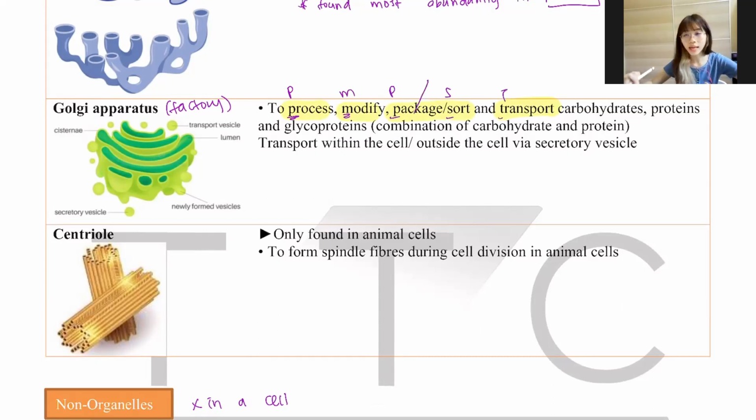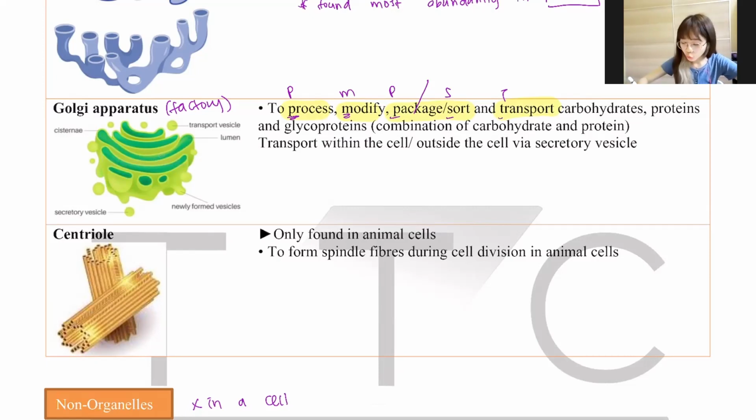Okay, this one you can choose one lah. You want to write package or sort also can, but usually I'll write all lah. So it has the same function as your bread factory or whatever factory. Process, modify, package, sort, and transport. But you cannot write bread. You have to write the example, which is protein, because they are from protein, right? The rough ER transports protein, so they are actually protein. You have protein, you have carbohydrate. So most of the time, they will modify the protein into enzyme. Why is it enzyme? Because most enzymes are made of protein. We will learn that later in the back part, okay?